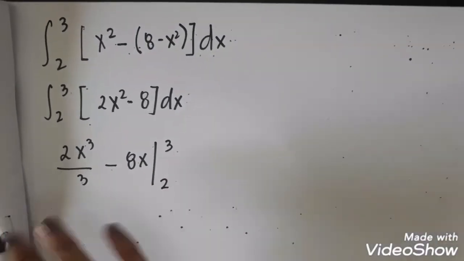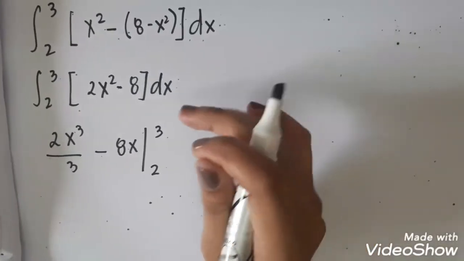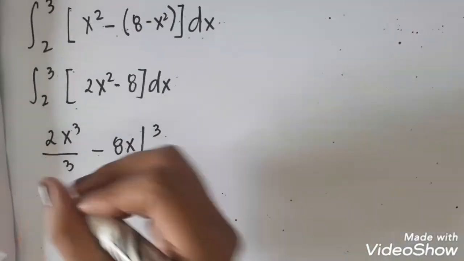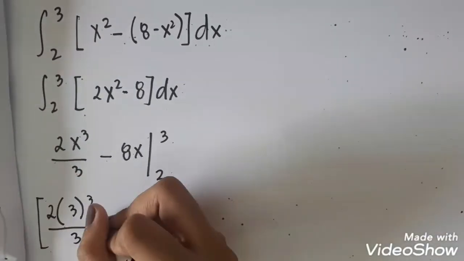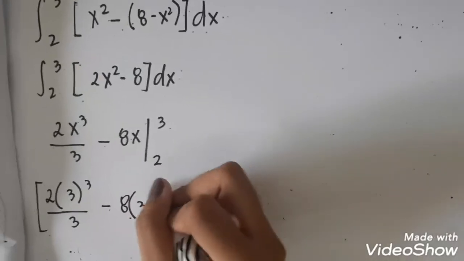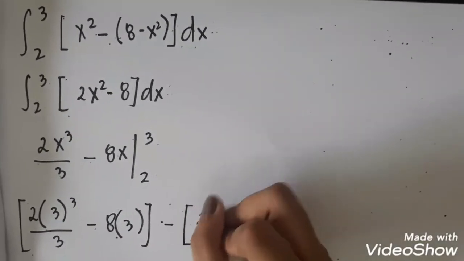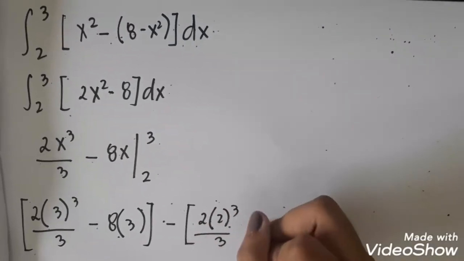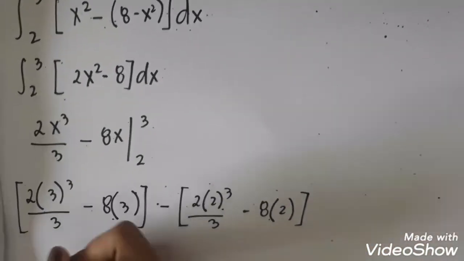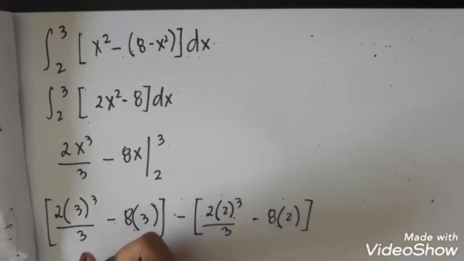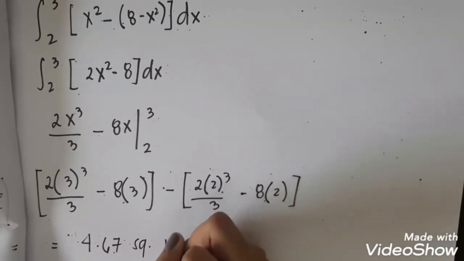So let's put in the values. So again, upper limit minus lower limit. So we'll get 2 times 3 cubed over 3 minus 8 times 3, minus 2 times 2 cubed over 3 minus 8 times 2. And we'll get an answer of positive 4.67 square units.